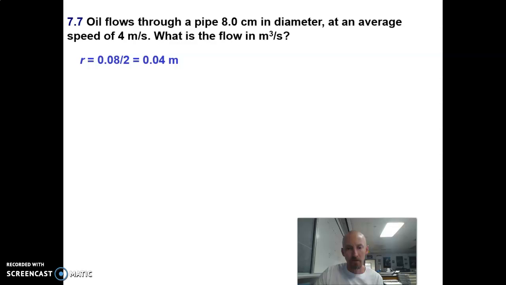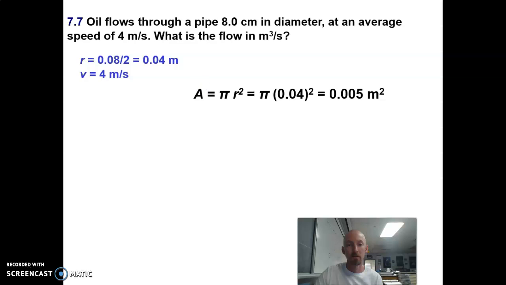Pipes are circular, so the area of a pipe would be pi r squared. If they give it to you in diameter, you're probably going to have to change to radius. Here's our velocity. So we have to solve for the cross-sectional area of the pipe. Flow rate, which they're calling R here, is equal to AV. And you just plug in numbers.